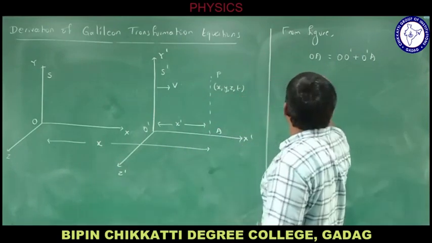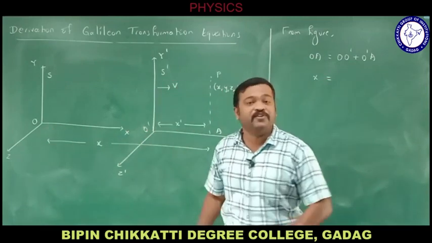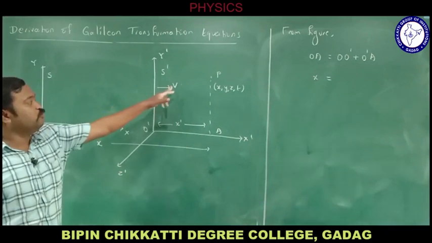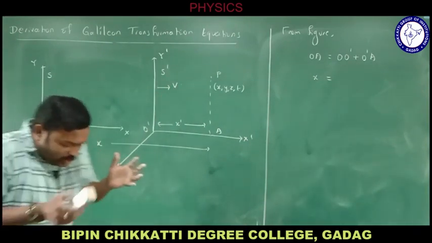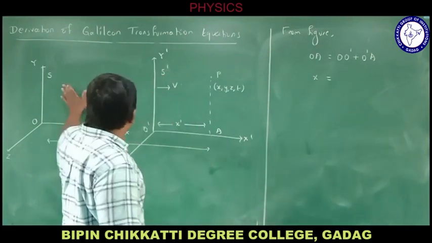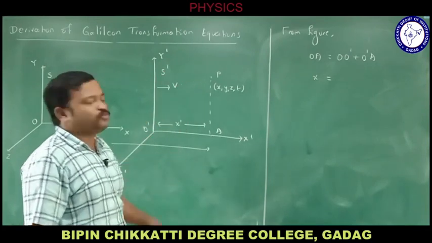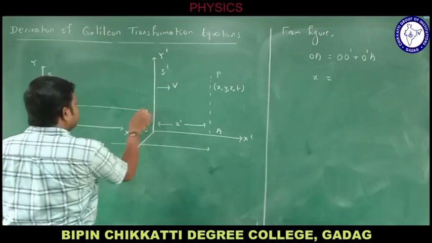Let me consider X equal to OO dash plus O dash A. What is the distance OO dash? We don't know, let us find that. If this frame is moving with velocity V, earlier, when these two coordinates coincided, that time we called T equal to 0. At time T, it reaches this position, and this distance, let me call it the distance covered.